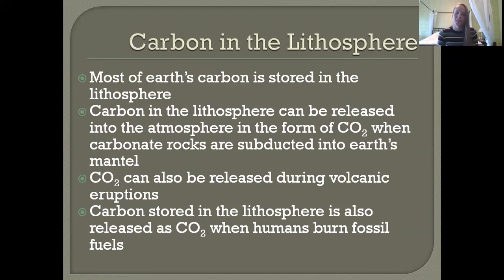Most of Earth's carbon is stored in the lithosphere, so carbon in the lithosphere can be released into the atmosphere in the form of carbon dioxide. That happens anytime carbonate rocks are subducted into the mantle. So that's like when you have two tectonic plates and one slips below the other, that is subduction. And when that happens, the plate that's slipping below essentially melts and turns into mantle. That carbon dioxide that's in the mantle can then be released during a volcanic eruption. Carbon is also stored in the lithosphere in the form of fossil fuels, and carbon dioxide can be released when those fossil fuels are burnt. Also, anytime carbonate rocks are eroded or worn away, that can also release carbon dioxide into the atmosphere.